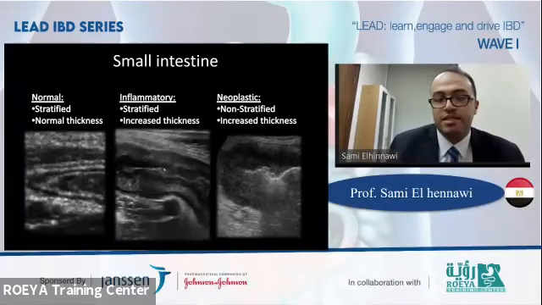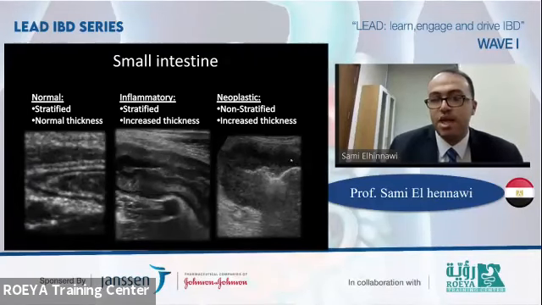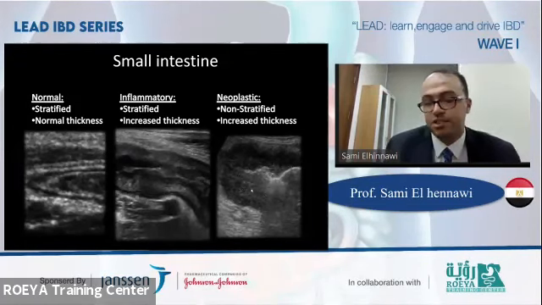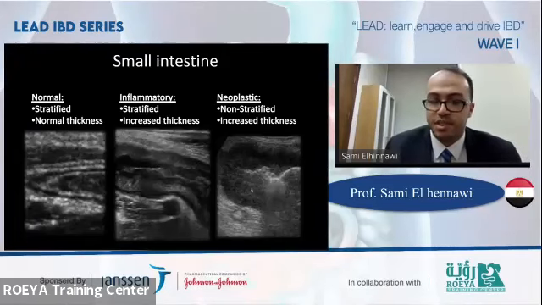This is a stratified wall thickening. The bowel wall thickness is more than 3 millimeters, like in an inflammatory condition. And this is an increased wall thickness with loss of stratification, and this is a neoplastic pathology.